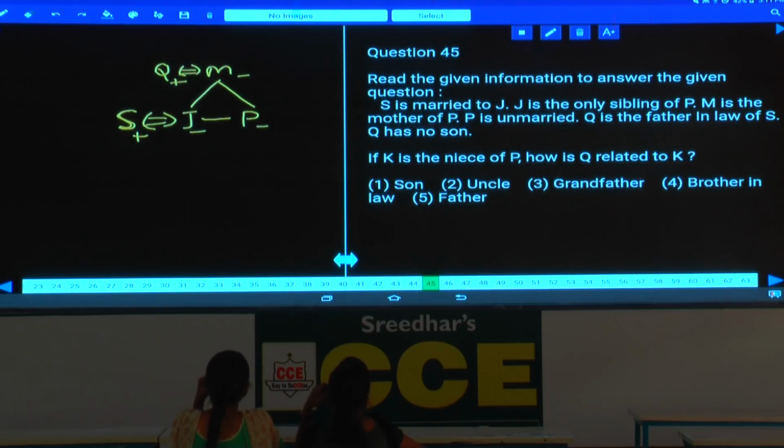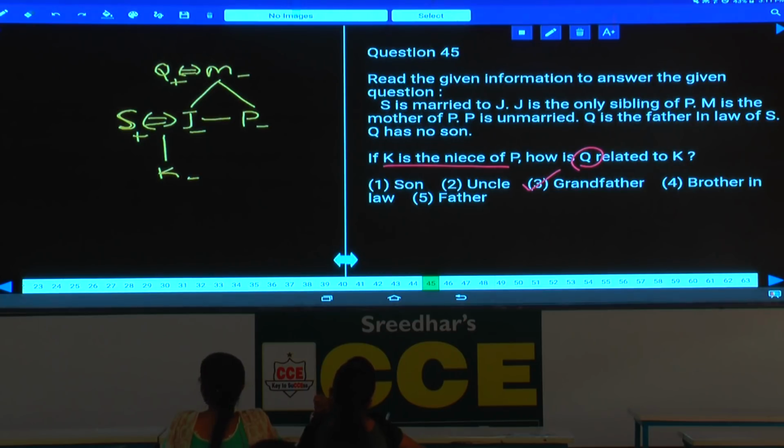Now, question number 45, K is the niece of P. If K is the niece of P, what do you mean by niece? Sibling's daughter. Who is the only sibling of P? J. So K must be the daughter of J and S. How is Q related to K? K's mother's father. Mother's father is grandfather, choice 3. Question number 45, choice 3 is the answer.